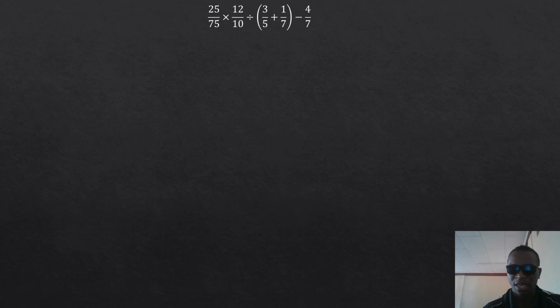So guys, we have our expression 25 on 75 multiplied by 12 on 10, that's divided by 3 on 5 plus 1 on 7, ordered in brackets, minus 4 on 7. So guys, when you look at this expression and the rule PEDMAS, the first thing that you have to look at is parentheses.